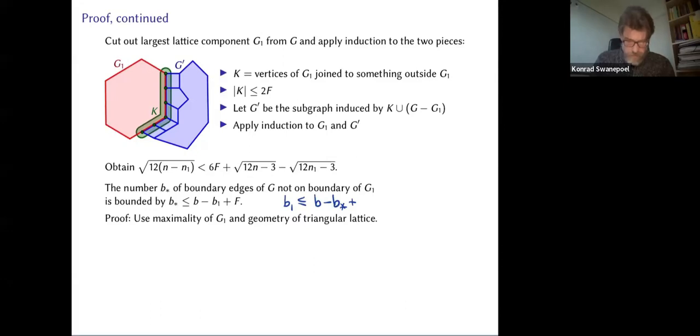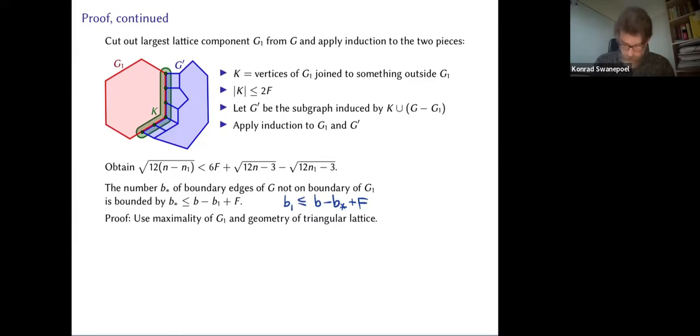And then again, it means that in the neighborhood of that edge, there's a non-triangular face, and then somehow you can get this as an upper bound. You have to work a little bit to get exactly one times F. It's easy to get something like three times F, something like that. So here we really need to use the geometry of the triangular lattice, but I don't want to get into that detail.